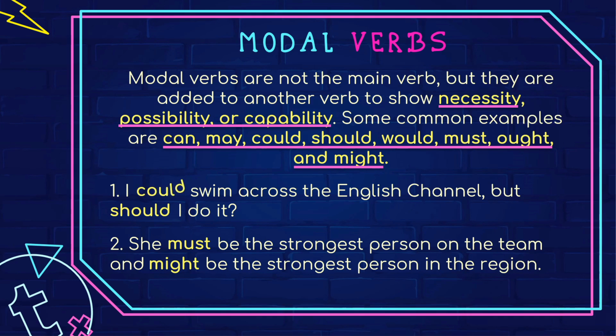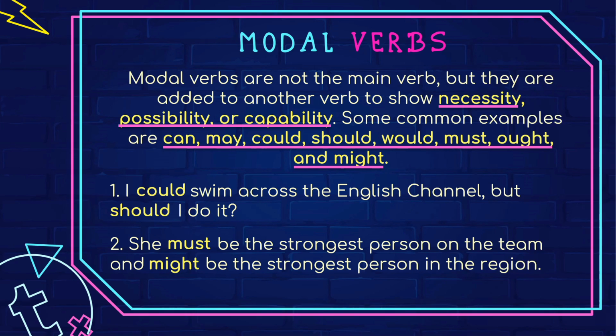So look at example number 1. I could swim across the English Channel, but should I do it? Okay, so the word could. I could swim. What is the main verb? The main verb is the verb swim. Okay, but the word could shows capability. I could swim across the English Channel, but should I do it? Should. Is it a necessity? Should I do it? Yes, it's showing necessity.